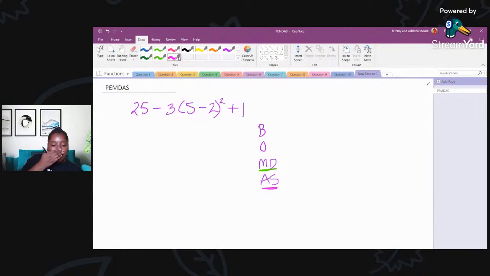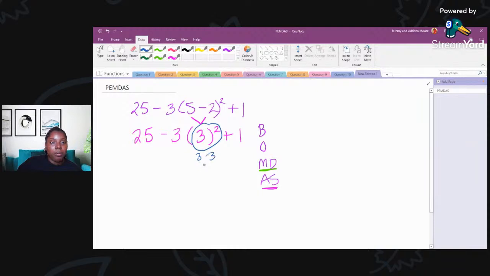All right. So brackets or parentheses first. 5 minus 2 is 3. Next, we're going to do exponents. So we have squared here. Let's take care of the exponents. 3 squared is 3 times 3, which is 9. And then bring everything down first. So far we have done these two.